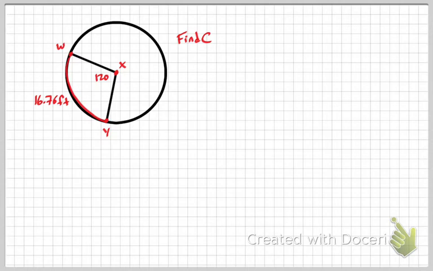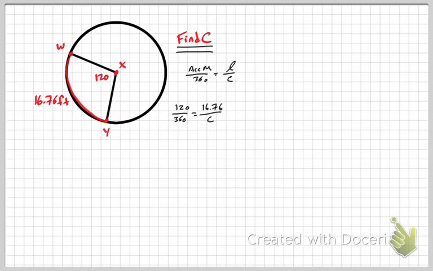So here, they're giving us the arc length and the arc measure, and we are trying to find circumference. Okay, so remember, it's arc measure over 360 equals arc length over circumference. Now, if we're just trying to find circumference, we can plug in a c. If they're asking us to find the radius, we would plug in the equation 2 pi r. Okay, so our arc measure is 120. Our arc length is 16.76, and that would go over circumference.